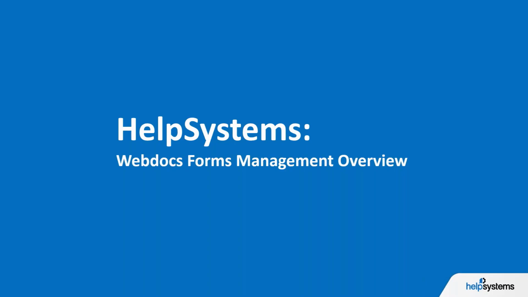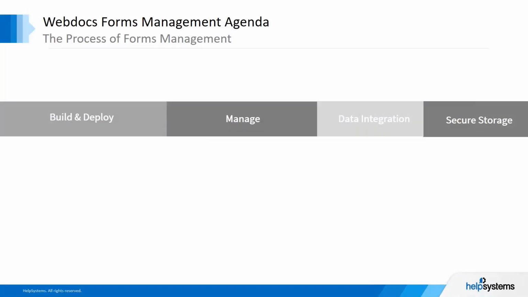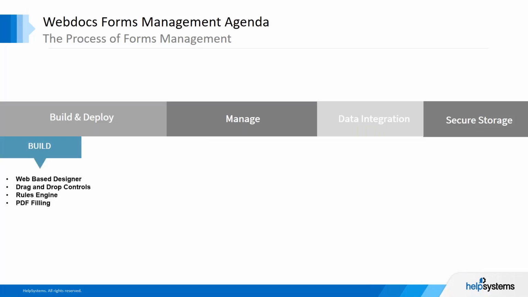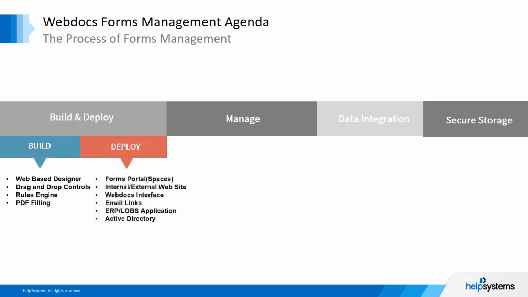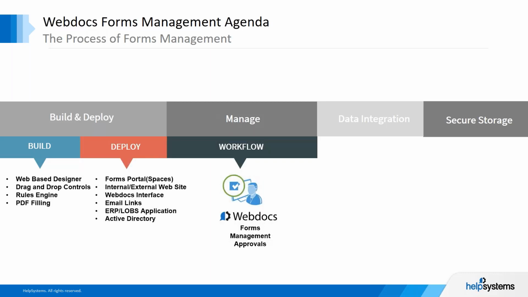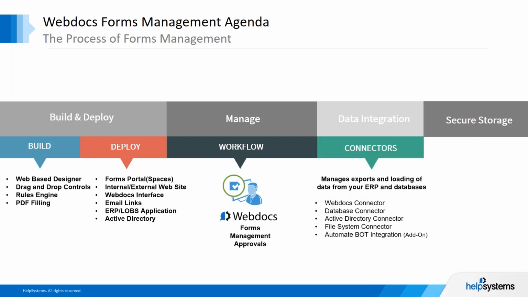Today we'll be covering a couple different things. We're going to be walking through the forms management process and how we can build different forms, how we can deploy different forms, and then also how we can manage different forms from the workflow standpoint. So we have a forms management workflow approvals that a form can go through, and also we can integrate to the back end if it becomes a document in that process. And then we'll also talk about different ways that we can connect different systems.